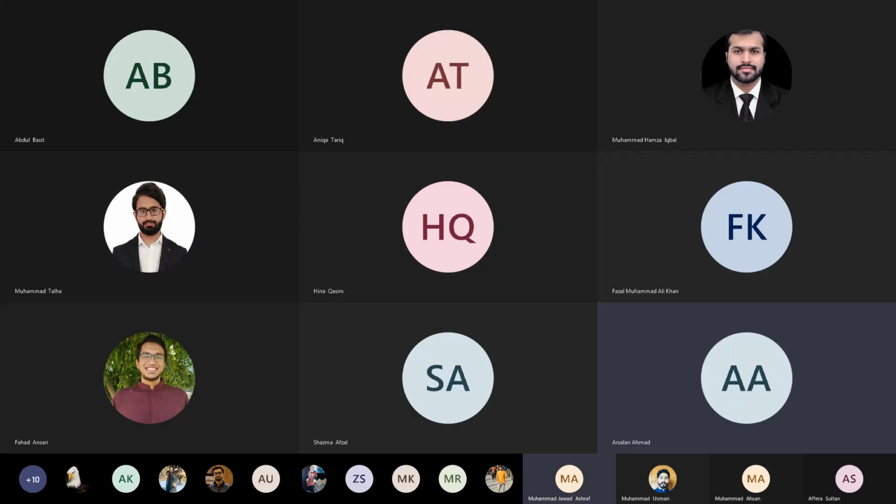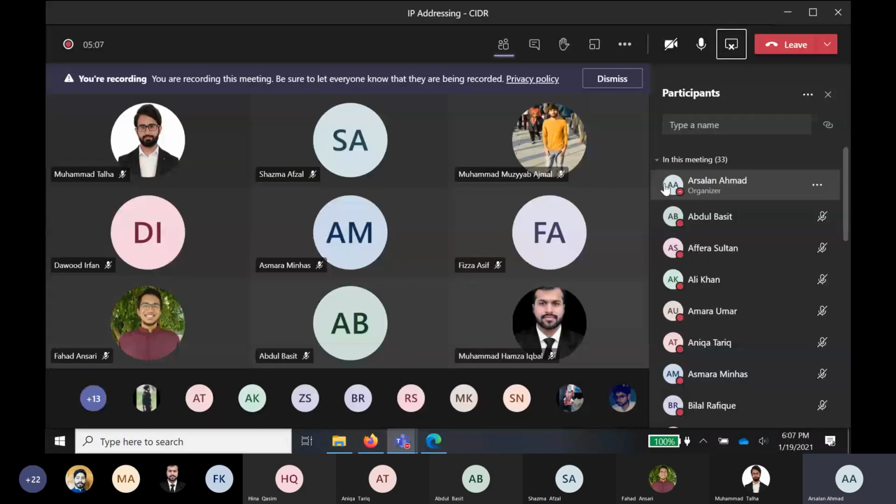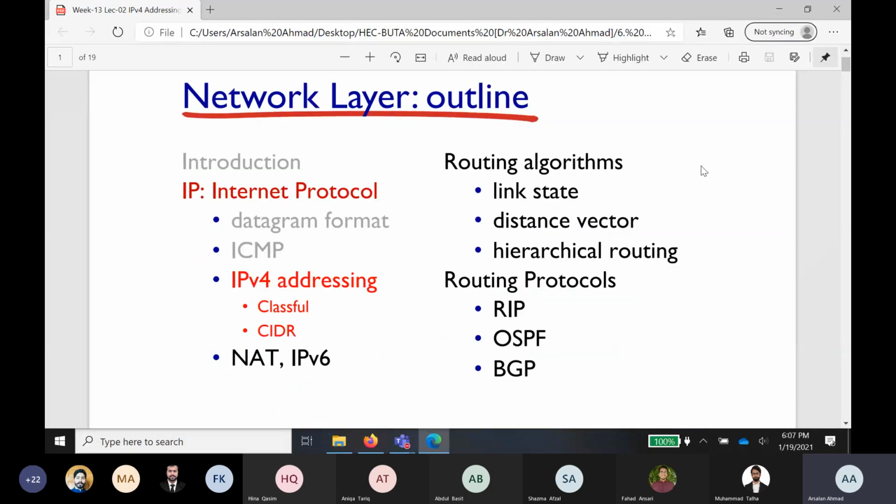So we were discussing this topic of IP addressing, and basically after building an introductory notion of what IP addresses are, we saw some examples and the technique of classful addressing, which was in use for the early part of the internet evolution.